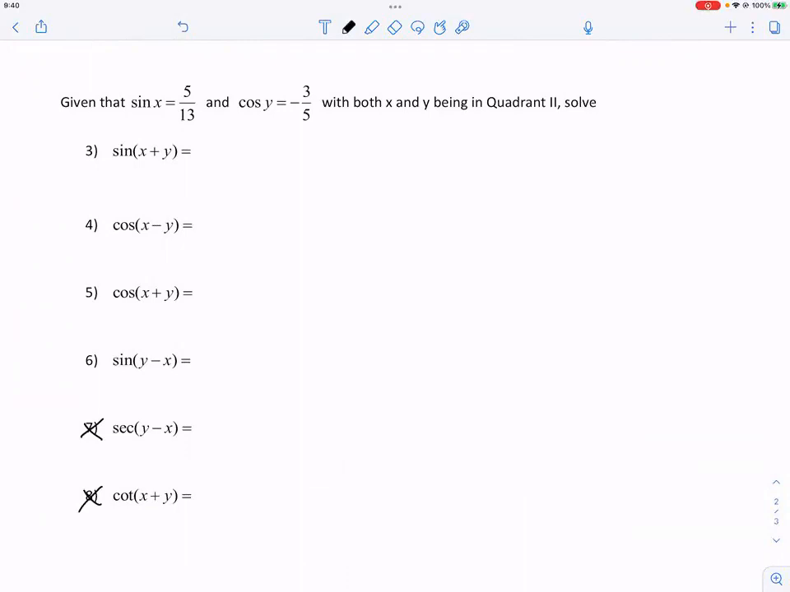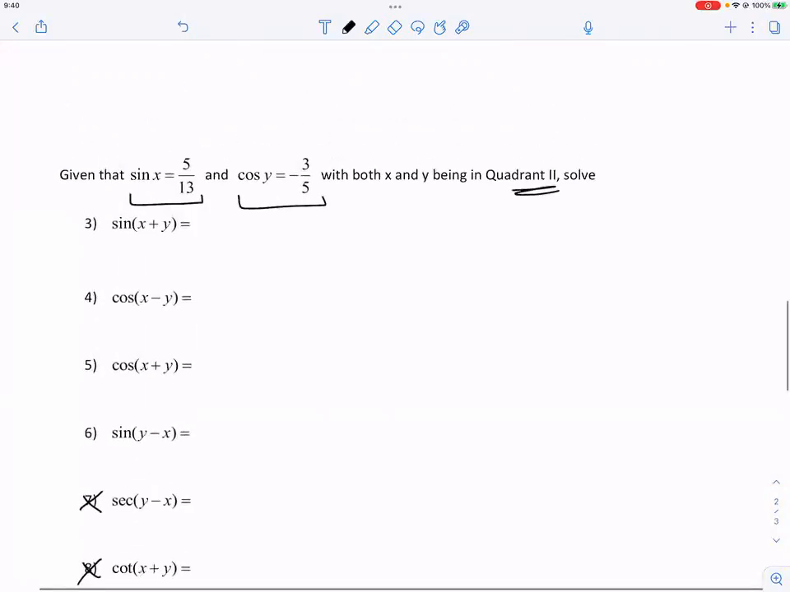So we have two triangles, so we have two ratios, two angles: angle X and angle Y. They are both in quadrant 2. That makes sense because you can see sine being positive and cosine being negative. For the triangle that involves X, we have opposite over hypotenuse being 5/13. So that's angle X, and this is sine X.